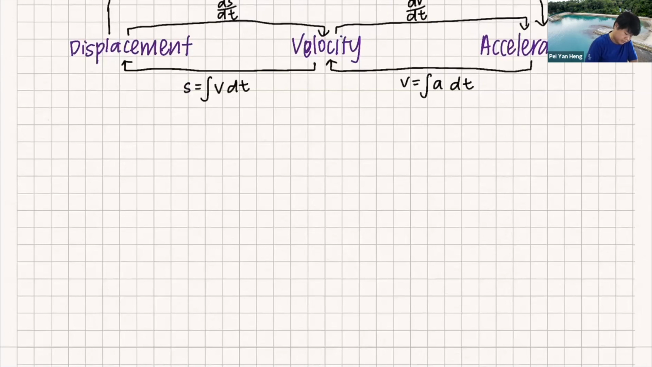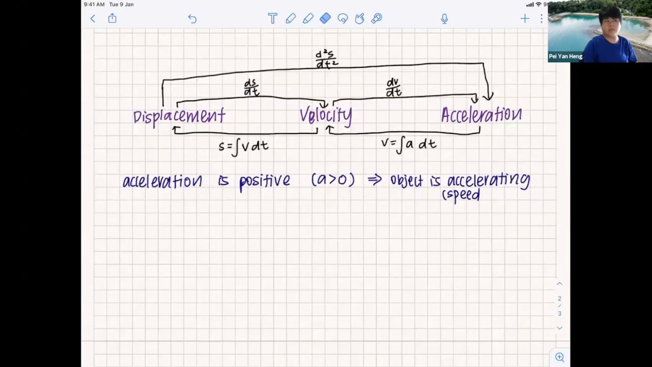So when acceleration is positive, that means a is greater than zero. What it means is that the object is speeding up, or we say that the object is accelerating. When acceleration is greater than zero, we say that the object is accelerating, or in other words, speed is increasing.